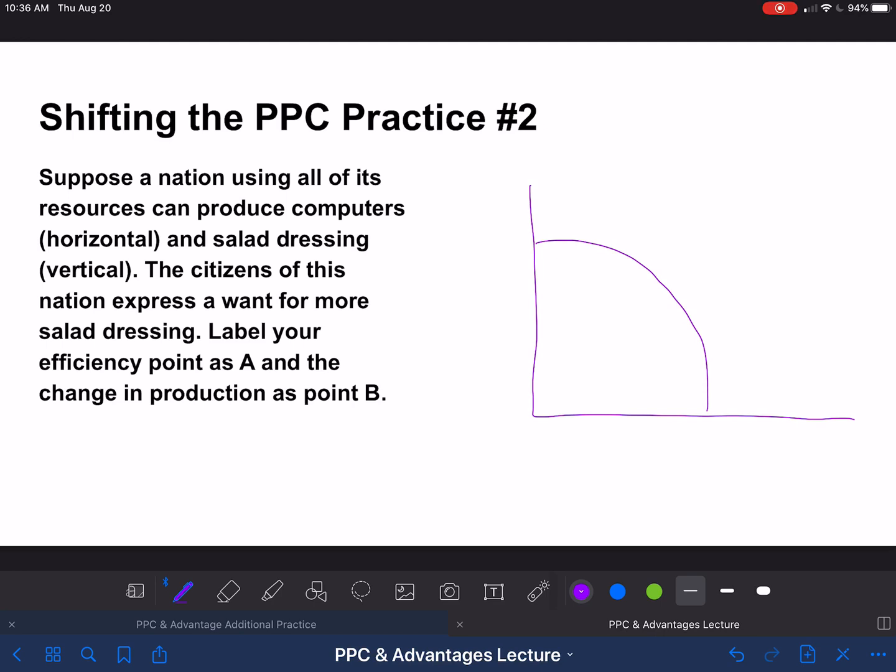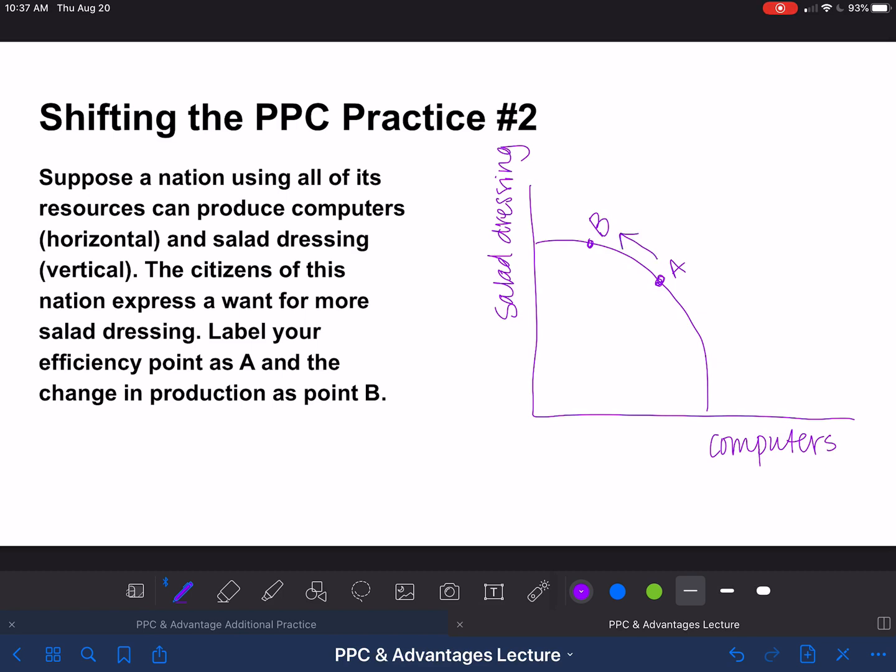Suppose a nation using all of its resources can produce computers, which is on the horizontal, and salad dressing, which is on the vertical. The citizens of this nation express a want for more salad dressing. Label your efficiency point as A and the change in production as point B. Well, let's just pick a point on the efficiency curve and label it A. Now, the citizens want more salad dressing. So are we going to go closer to salad dressing, or are we going to go closer to computers? Well, we're going to go closer to salad dressing because that's going to show an increase in producing salad dressing.